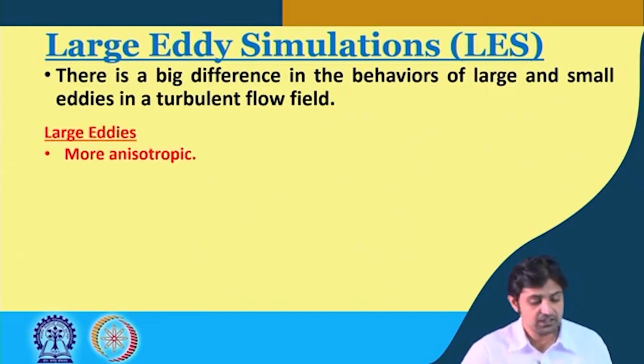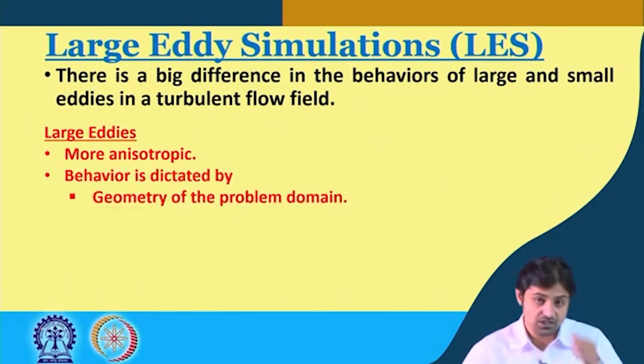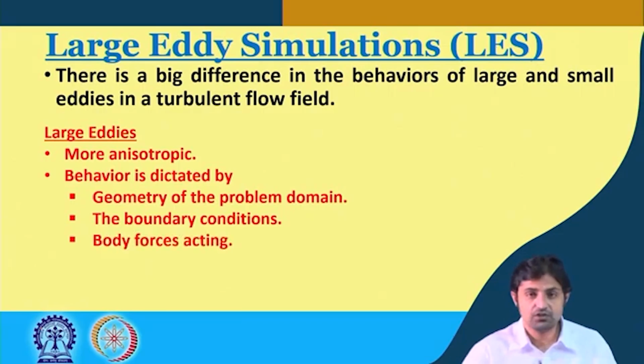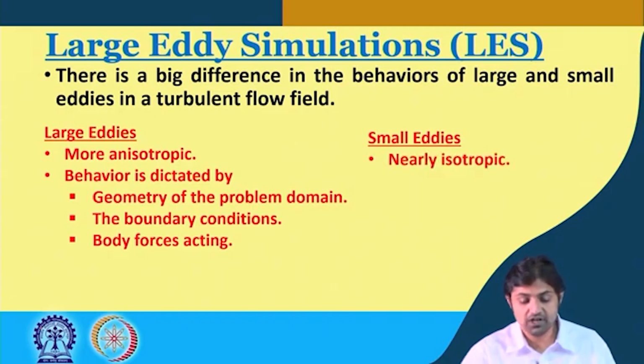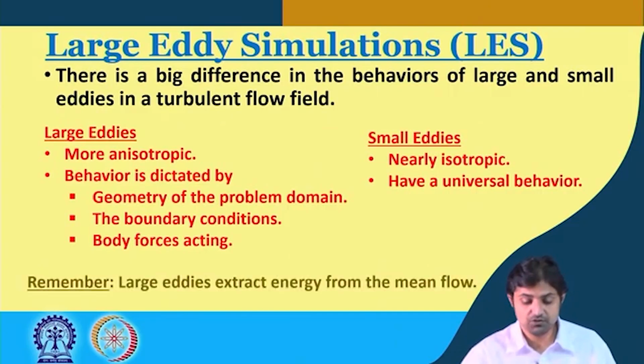So what are large eddies? Large eddies are more anisotropic, and their behavior is dictated by the geometry of the problem domain, all right, and the boundary conditions. The larger eddies will also depend upon the body forces acting, whereas small eddies are nearly isotropic, they are very small, they generally have a universal behavior as demonstrated by Kolmogorov, which we have not read in this course, but just take it for granted that these have a universal behavior.